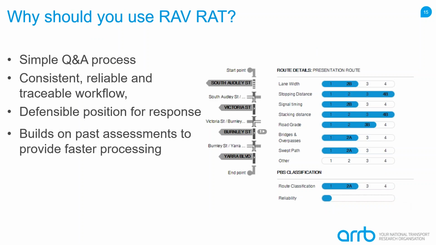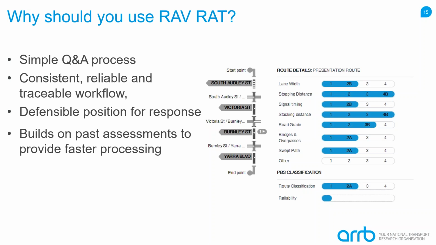So I guess I'm saying, why should you use RAV RAT? RAV RAT essentially provides you with a simple question and answer process for the route assessment, making it incredibly easy to use, as I said previously. It provides a consistent, reliable, and traceable workflow for assessment. So, for instance, if you provide a route assessment back to NHVR and they ask questions about it, you can easily track back to how you came up with that answer.